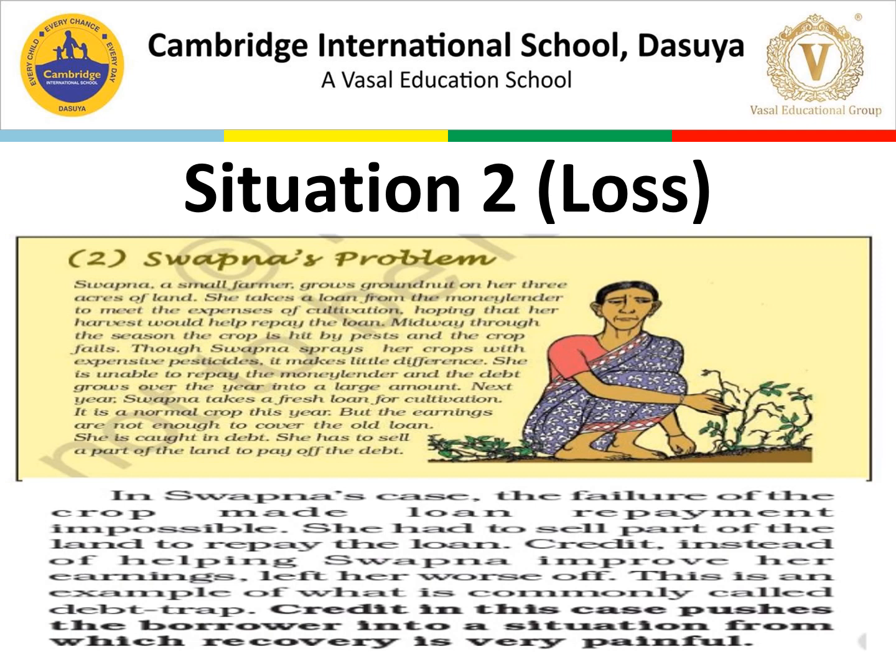और एक साल में तो उसका लोन बहुत ज़्यादा बढ़ जाना था और उसको ये टेंशन थी कि अब वो कैसे पे करेगी, उसको पे करने के लिए उसके पास कुछ भी नहीं था। So next year Swapna takes fresh loan for cultivation, तो उसको अगले साल के लिए जो लोन लेना था वो भी नहीं मिलेगा। ठीक है, it is a normal crop this year, सो उसकी ठीक ठाक जो क्रॉप थी वो ही थी, but the earnings are not enough to cover the old loan. पर उसकी जो अर्निंग्स थी, जो उसका पैसे थे जो उसके पास आ रहे थे, वो स्टिल काफी कम थे। ठीक है, she is caught in debt.